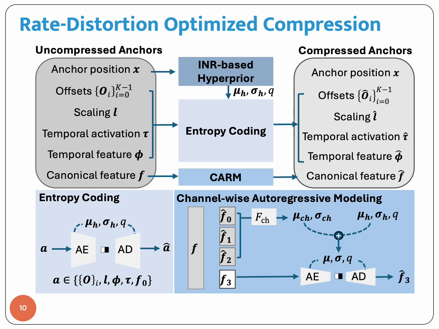Lastly, to encode anchor attributes in a rate distortion optimized manner, we propose an INR-based hyperprior to model the coding distributions of anchor attributes for entropy coding, along with a channel-wise autoregressive model that further exploits intra-anchor correlations for more efficient feature compression.